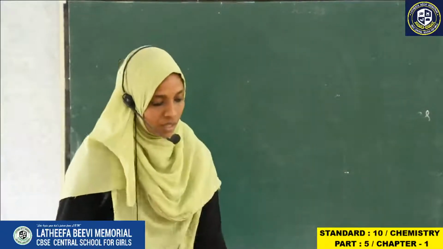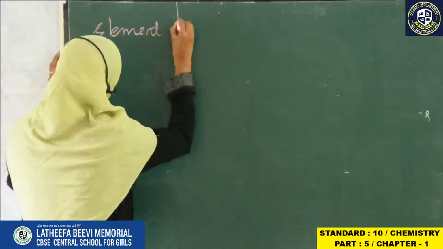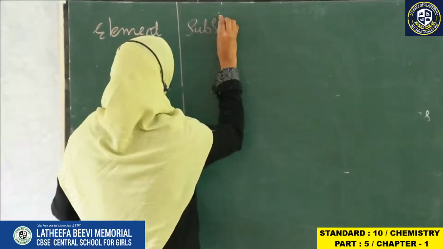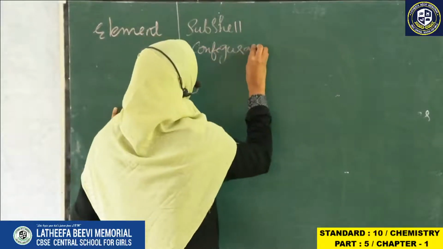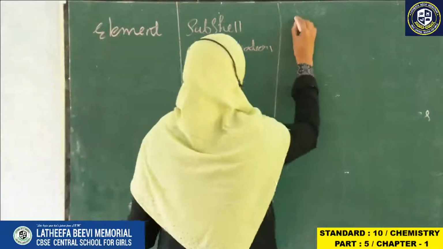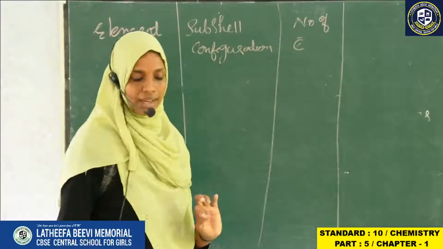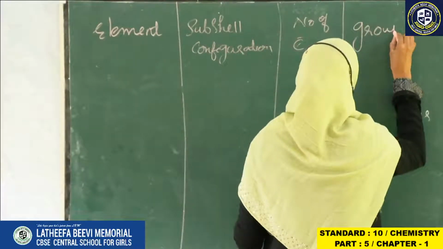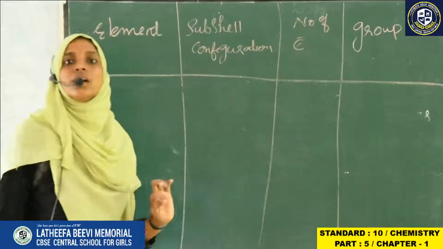So we can draw the table. In the first column, the element. In the second column, the subshell configuration. In the third column, the number of electrons in the last subshell. And in the last column, the group number. So from the number of electrons in the last shell, we can find out the group number also. First we are going to discuss the element lithium.